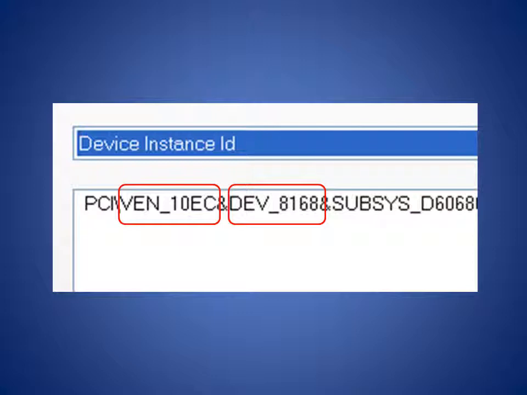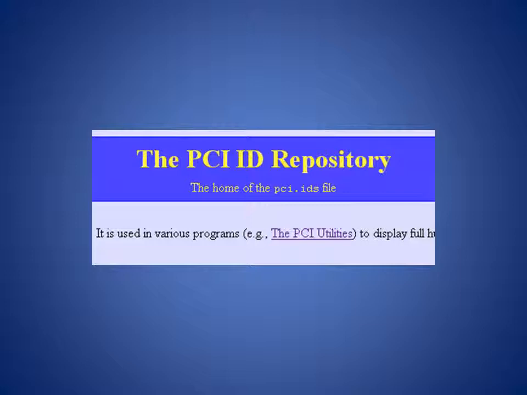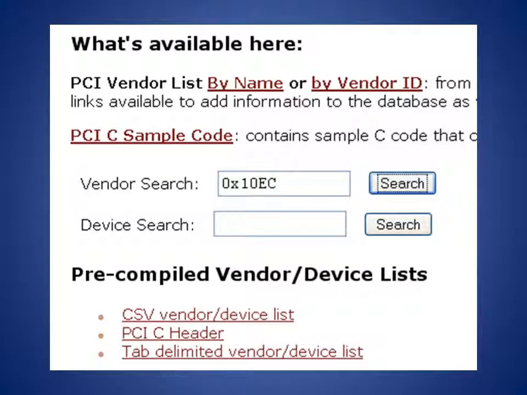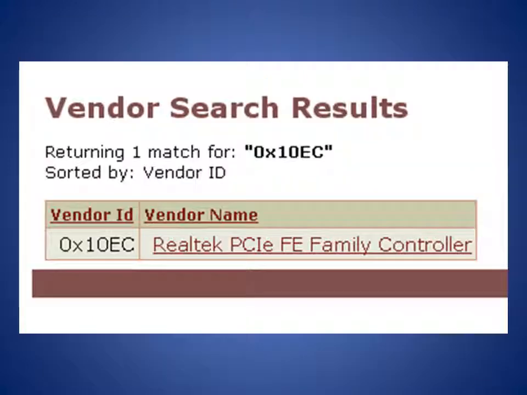How do you find out what they mean? Well, there's at least two websites out there. One is called the PCI repository, and the one we're going to be using for our example is called PCIDatabase.com. What you can do is put in the vendor code or the device code, hit search, and for our example, the vendor that manufactured the device that was listed as VEN_10EC is Realtek. Armed with this information, we could go to the Realtek website, and if we can identify the driver for our device, download it.